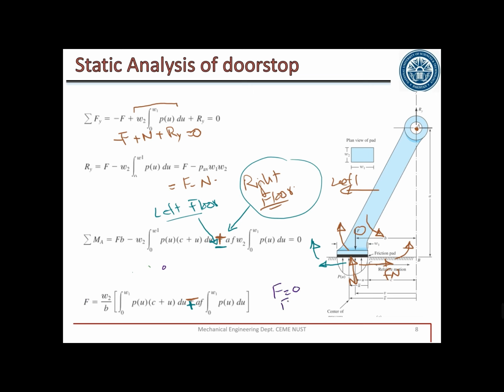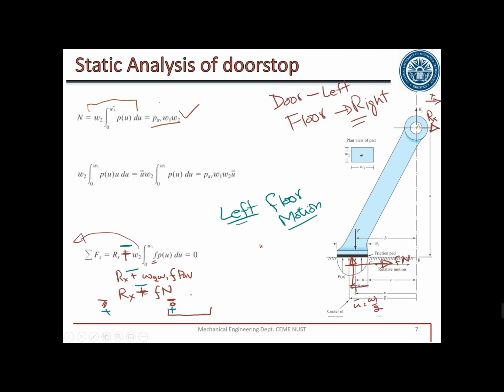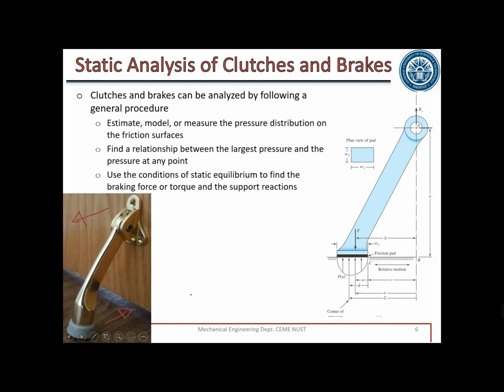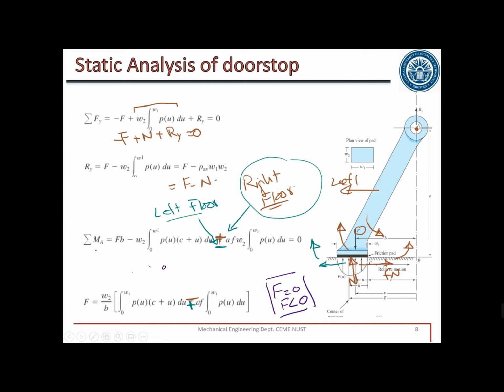F is equal to 0 or F is less than 0, if it is possible or not. If you see here, in case of left floor motion, or what is left floor motion? Left floor motion is here, which means that the door is moving towards this direction, or we are closing the door. In that case, both the values are positive. This is positive and this is positive.